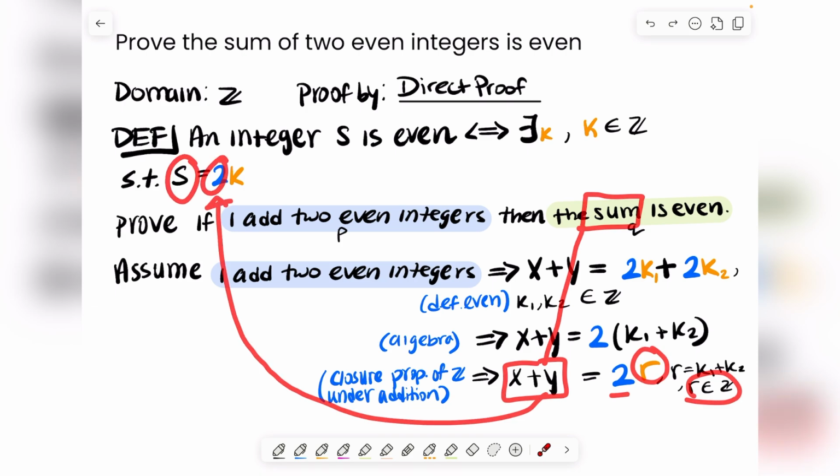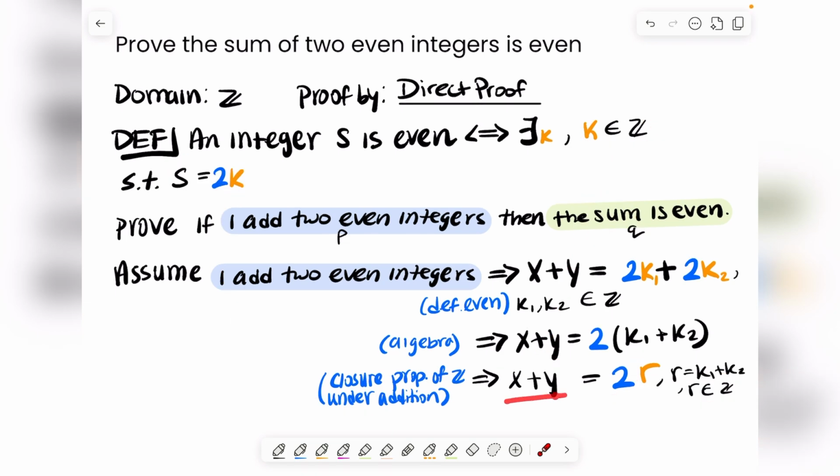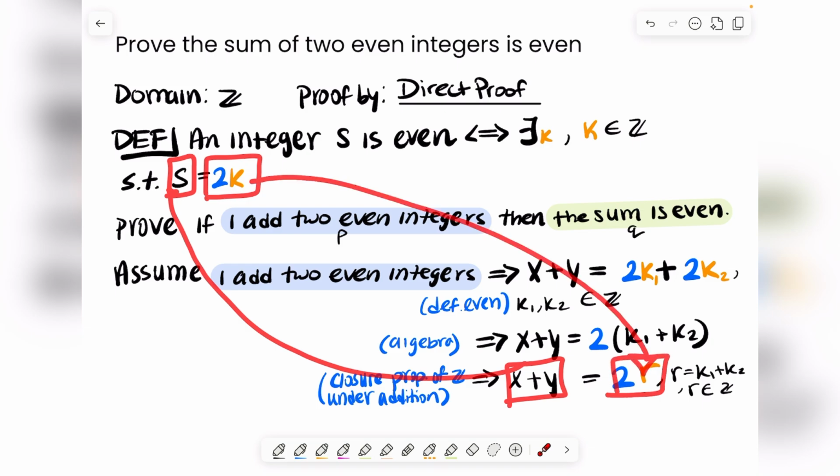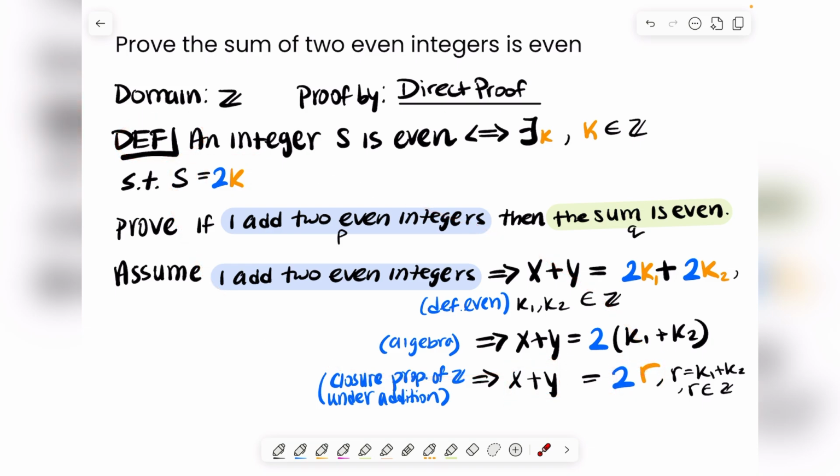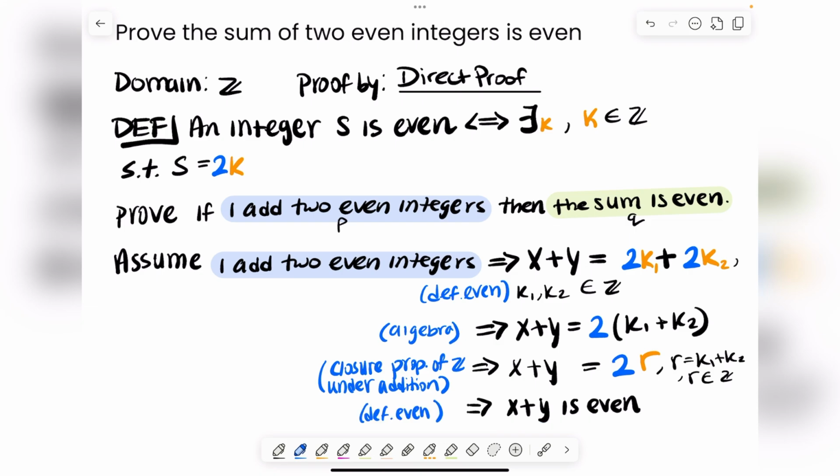That is equal to 2 times some integer k. And it's actually the exact same thing. We managed to get x plus y, which we know is eventually going to be an integer because of the closure property of integers under addition, to be of the form of an even integer. So because of the definition of an even integer, we can conclude that x plus y is even, and we know that x plus y is our sum. So in other words, we managed to go from P and show that Q is true.